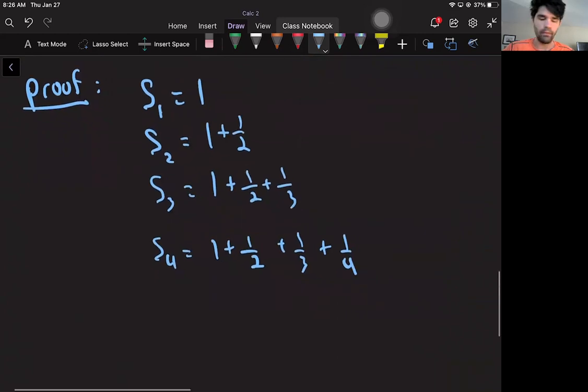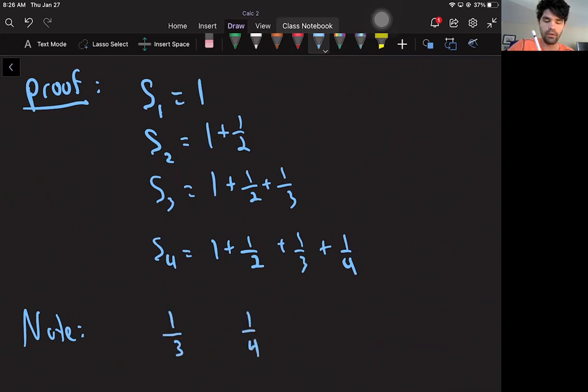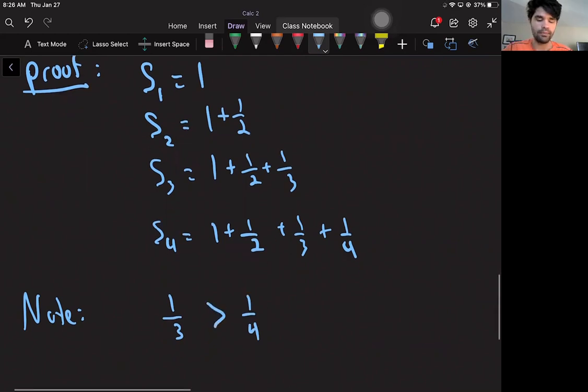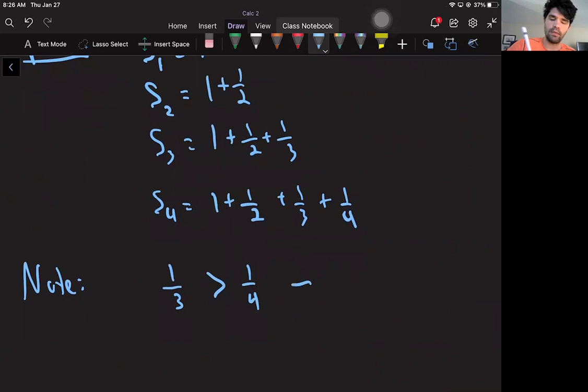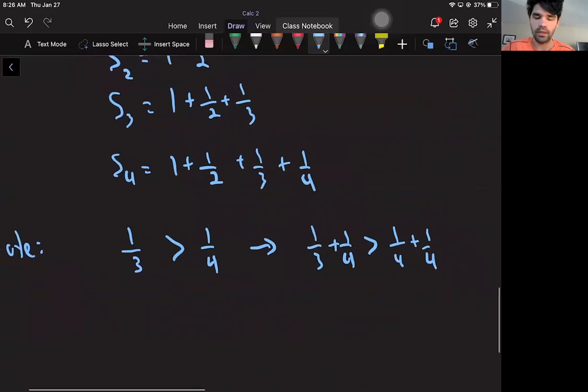So what I want you to notice is, okay, we got to remember fractions. So what's bigger, a third or a fourth? So a third is bigger than a fourth. So that means that if I do a third plus a fourth, that's going to be bigger than a fourth plus a fourth. I hope that is okay with you.